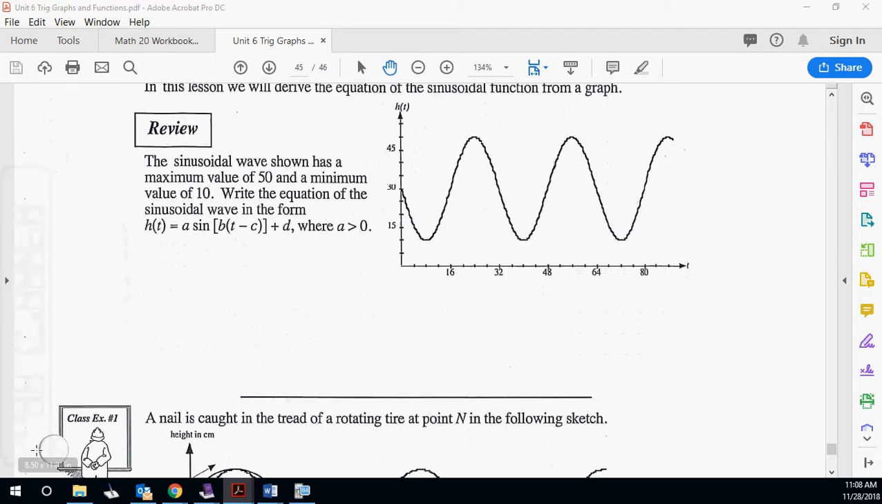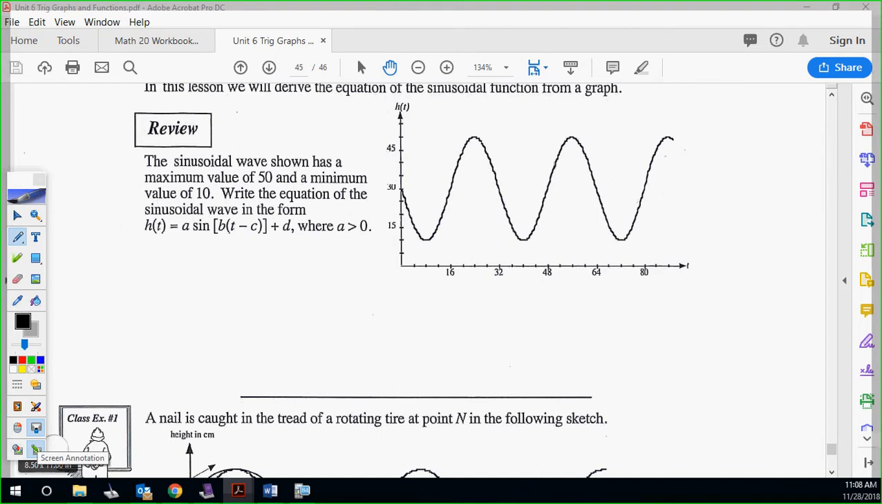It says, this wave has a maximum value of 50 and a minimum value of 10. Write the equation of the sinusoidal wave in the form of the sine curve, with A being positive. So they're telling you A is positive. A couple things to mark up. If A is positive, then that means it starts going up. Where does this one start? Going down. So that means it's shifted. It got moved over here because it starts going up. This is clearly the midline, the half line, you could say.